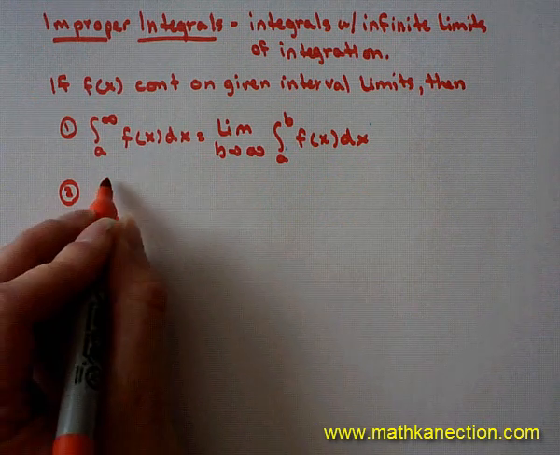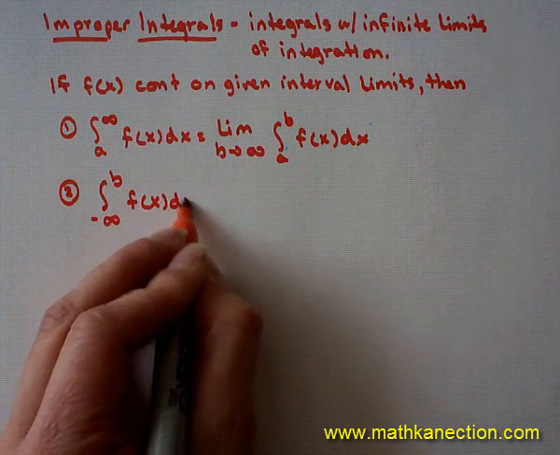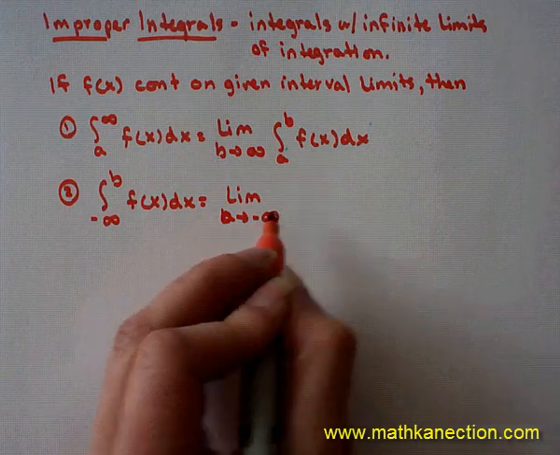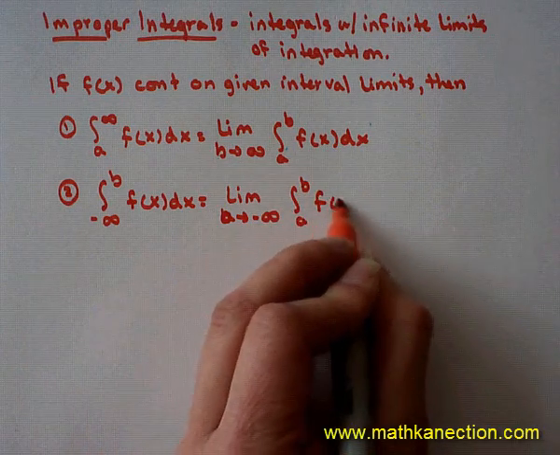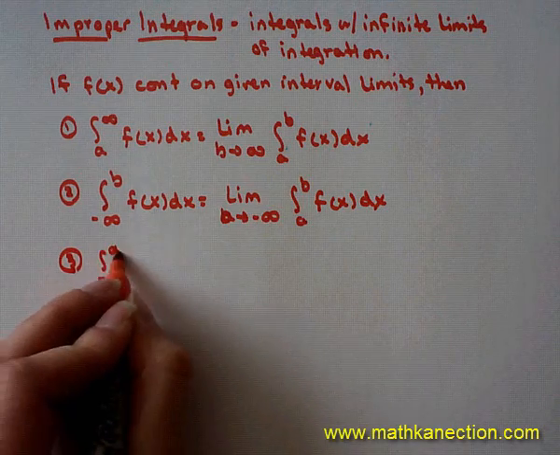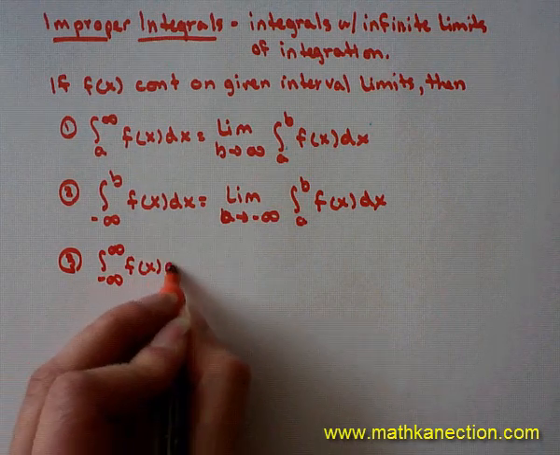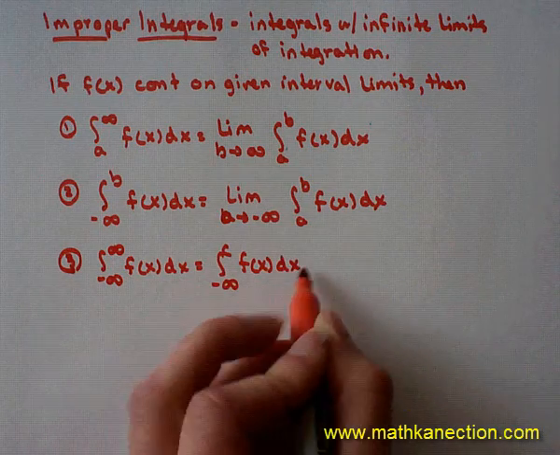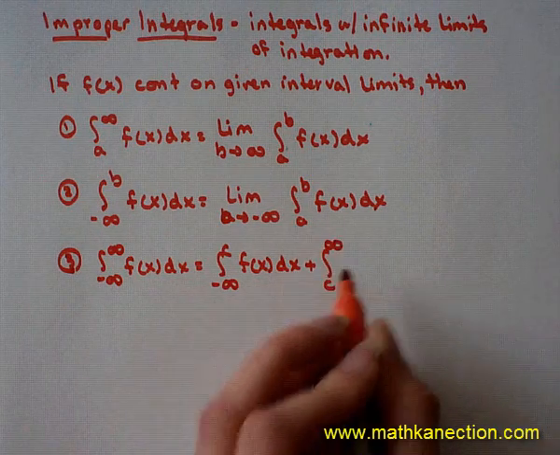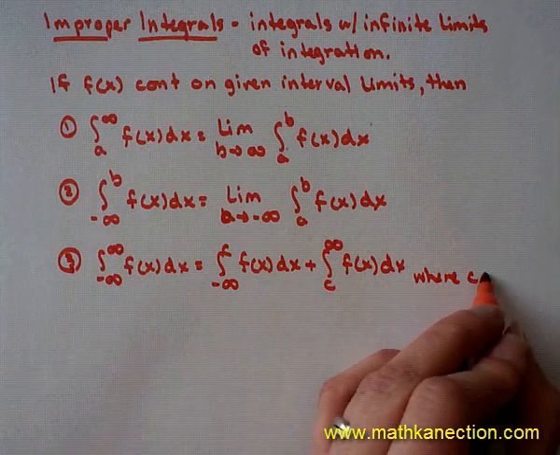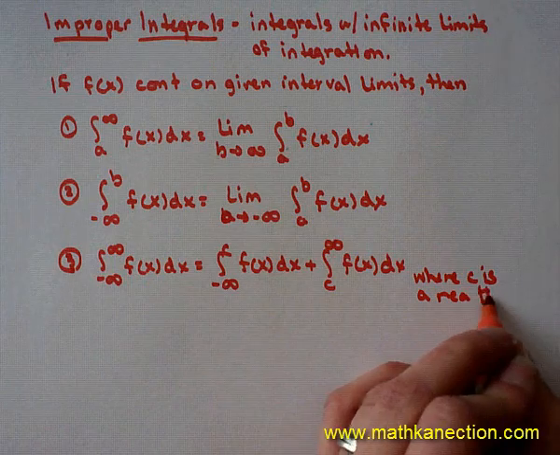Or we could have negative infinity to b for our integral, and just take that as the limit as a approaches negative infinity of the integral from a to b of f of x dx. Or we could also have the integral from negative infinity to infinity of a function. You can separate this into two integrals: the integral from negative infinity to c of f of x dx plus the integral from c to infinity of f of x dx, where c is a real number between negative infinity and infinity.